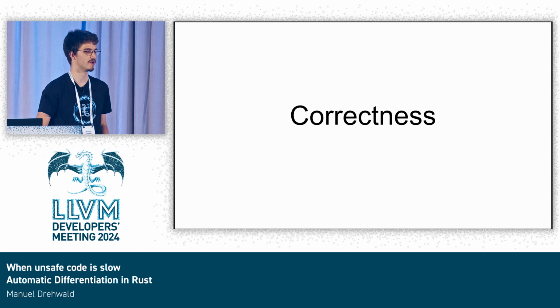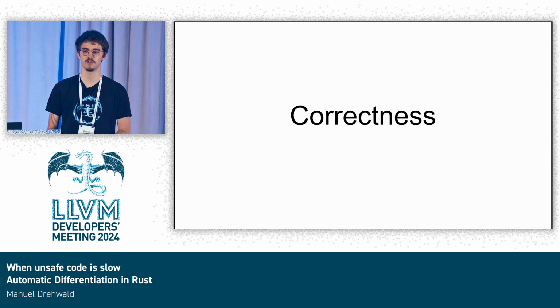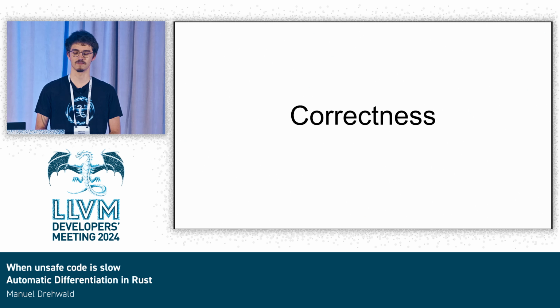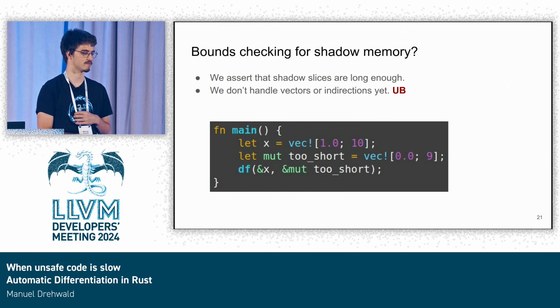We obviously care about correctness a lot. It's an experimental feature, so I'm not going to claim we have perfect correctness and safety right now, but it's something we keep in mind. So to give some examples of why AD in Rust is tricky, especially if you start modifying lower level IR, let's look at checking shadow memory.